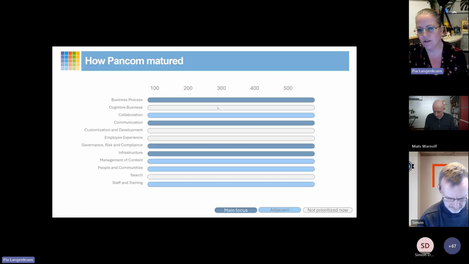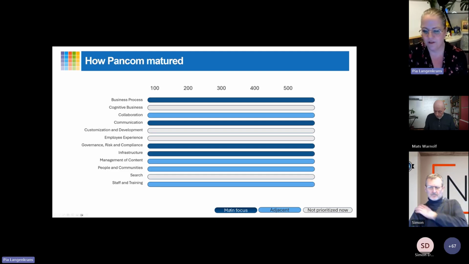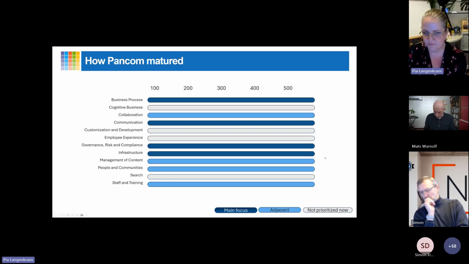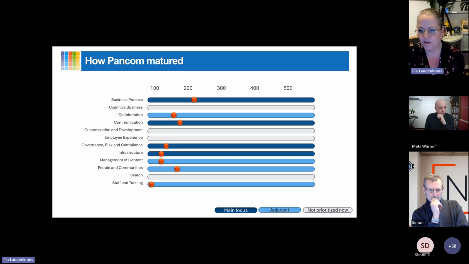Looking at this image in a better view, we have the competencies that were the main focus, some competencies that were adjacent to those, and those we're not prioritizing right now because nobody can do everything at once. It's not possible. But they had a starting point that was quite bad, actually. Staff and training looks very, very bad, but there were also senior consultants. Everyone came in at the height of their competency for PR and communications, so there wasn't really a need for a training system.